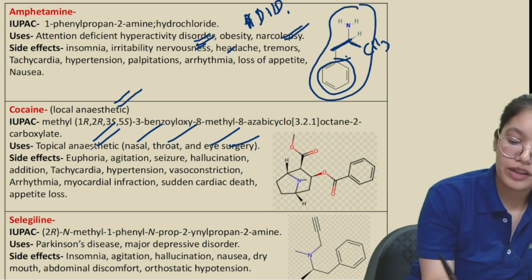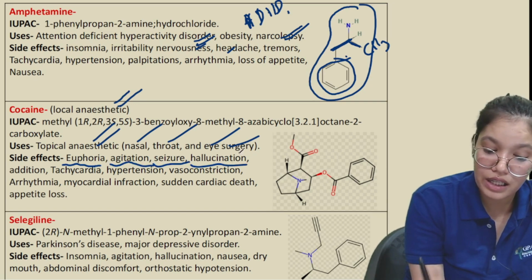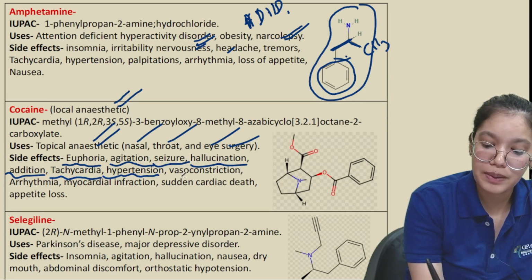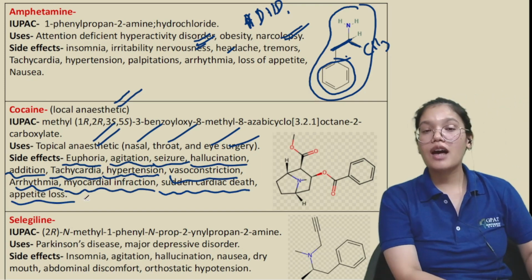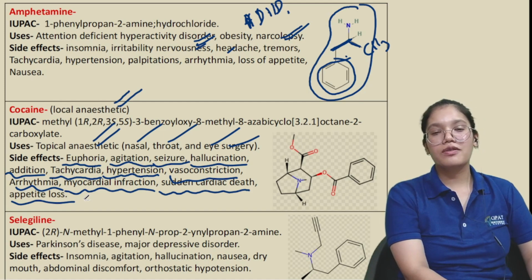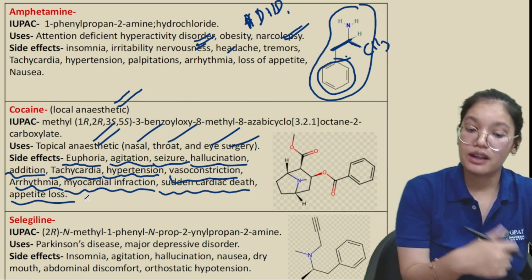Side effects, if we can see: euphoria, agitation, seizure, hallucination, addiction, tachycardia, hypertension, vasoconstriction, arrhythmia, myocardial infarction, sudden cardiac death, appetite loss. So we have various side effects for this particular drug. So its therapeutic use is very less or very rare.